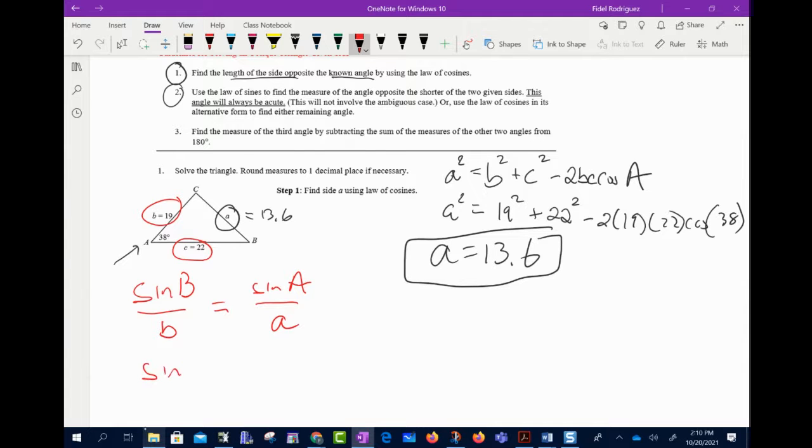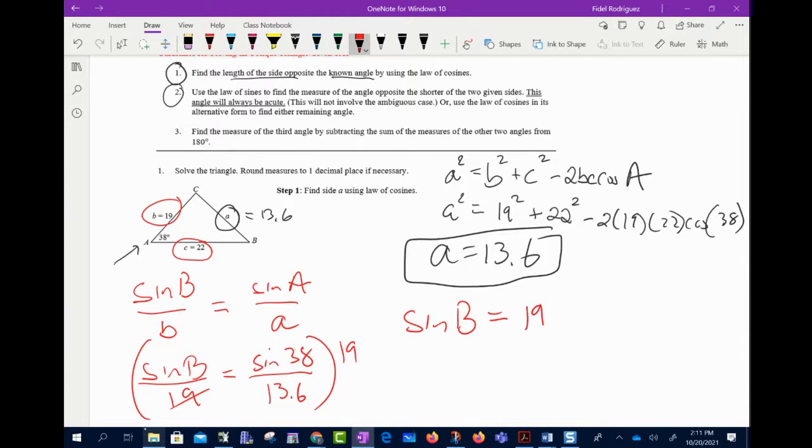Okay, so we're going to go slow here. We're going to go sine B over little b, which was 19, equals the sine of A, we said was 38, over little a, which we came up with 13.6. Okay. And we're going to multiply everything by 19, so we can cancel that out. So that's going to leave me with the sine of B equals 19 times the sine of 38 degrees over 13.6. And then to find B, we're going to take the sine inverse of all this fun stuff.